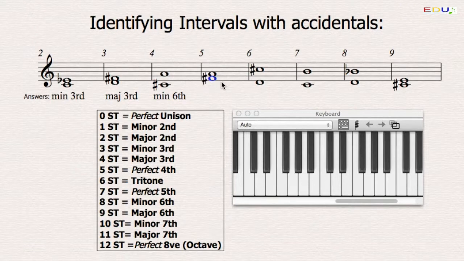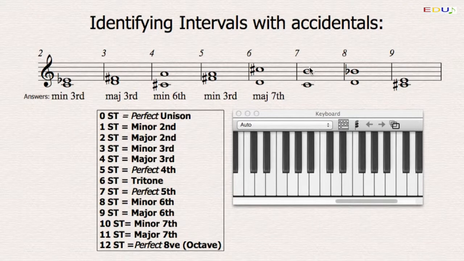F sharp to A. How about a D to a C sharp? D to C is a minor seventh. The sharp makes the interval bigger, so it becomes a major seventh. This interval is a major seventh. C to B, 11 semitone steps.